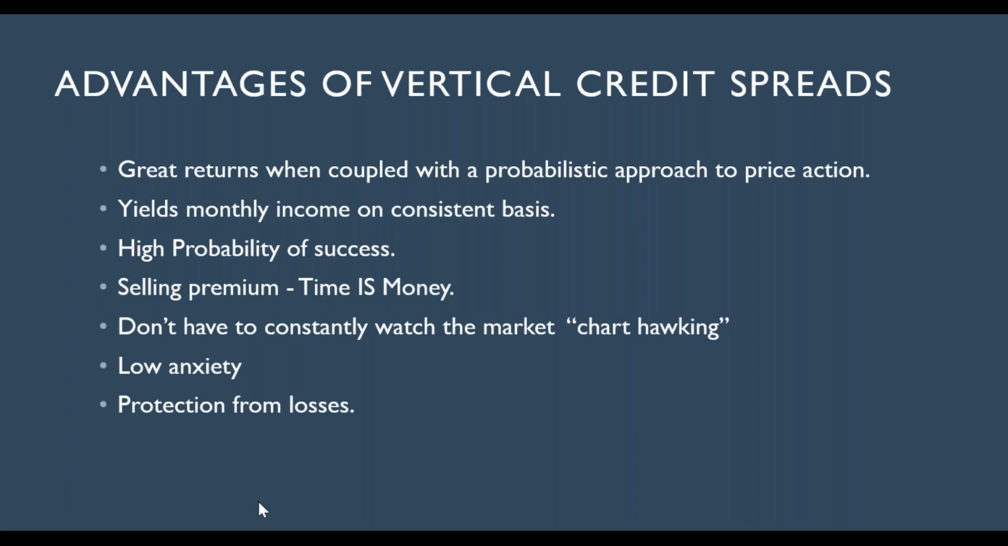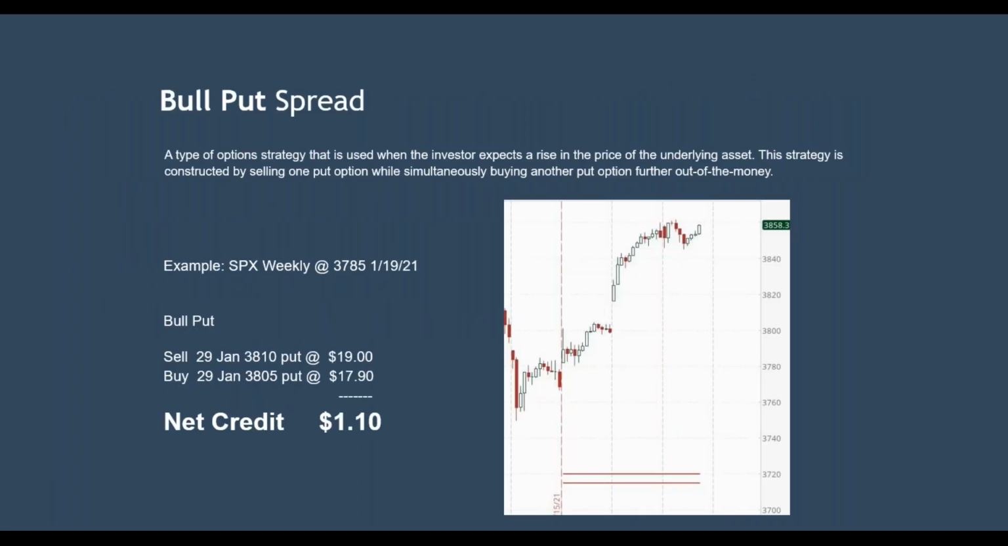With credit spreads, you don't have to constantly watch the market. It's a low anxiety trading strategy, and you do have protection against loss because you're selling an option, but then you're buying one further out of the money for protection. There are two types of credit spreads, bull puts and bear calls. Bull puts is when you think that the market is going to go up. And what you're going to do is sell one out of the money and buy one further out of the money for protection.